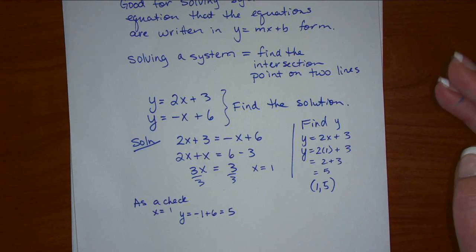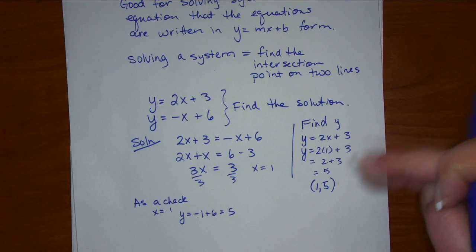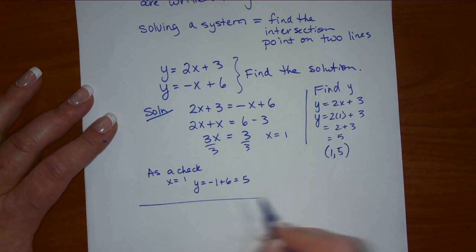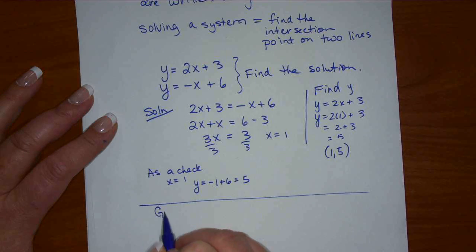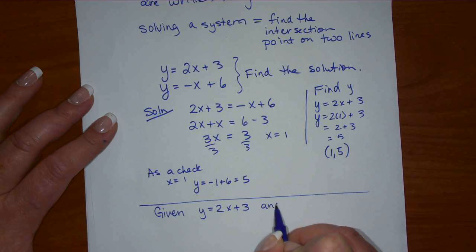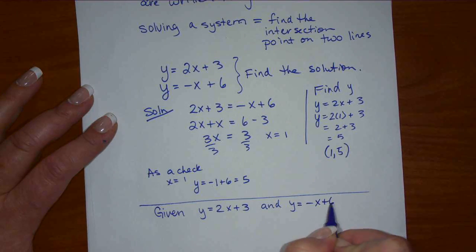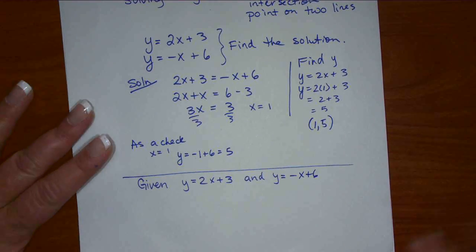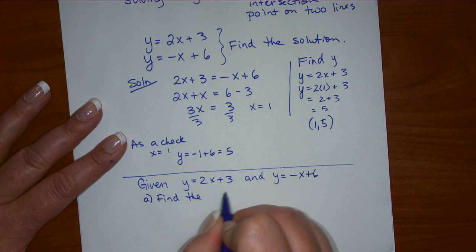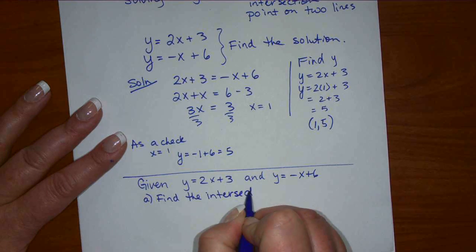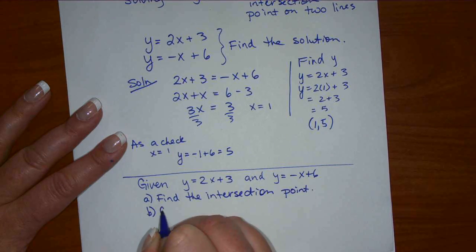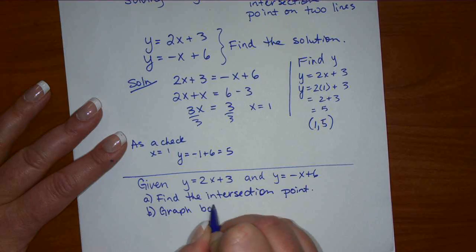So what might we have to do with this? We found the point of intersection. Probably we would be asked to graph them and to show that. So let's do that. Let's say the question is, given those two equations, the same two, part A might say find the intersection point. Part B might say to graph both equations.